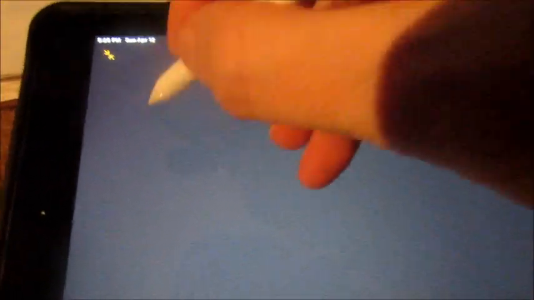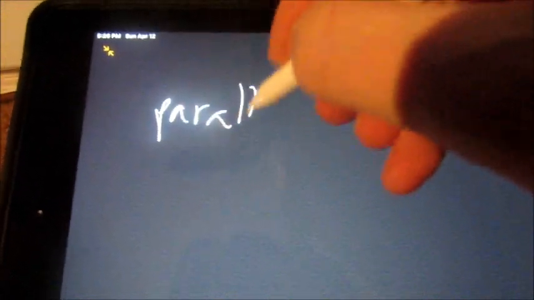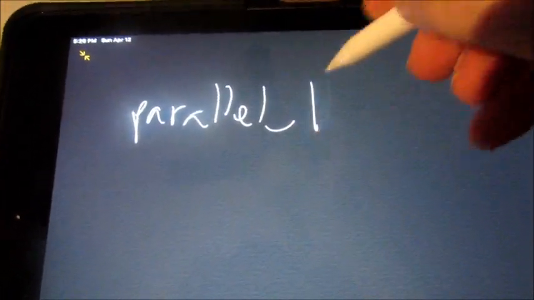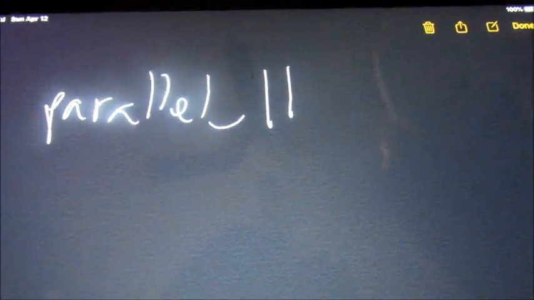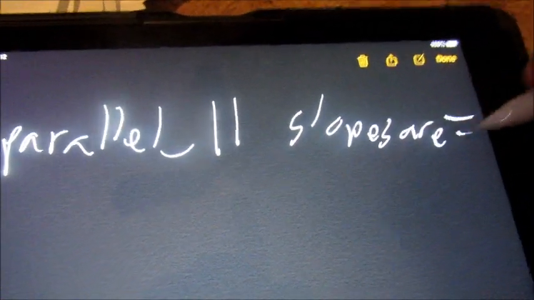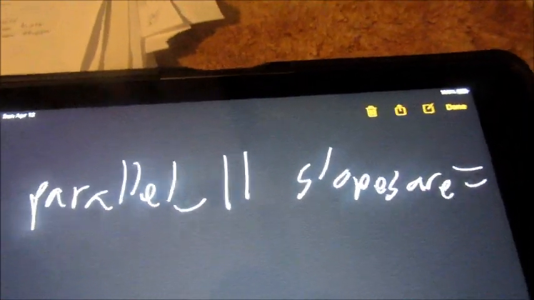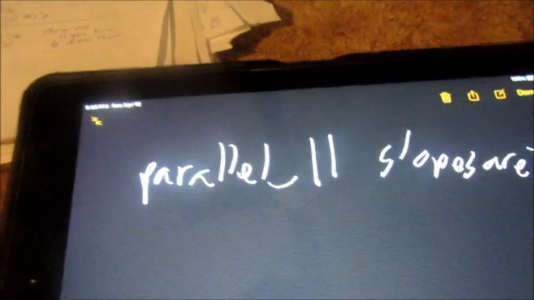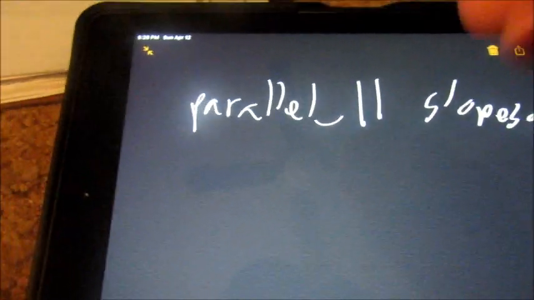The rest of the questions in this section are going to be about if lines are parallel or perpendicular. Parallel, and the symbol for that is 2 bars like this, means that the slopes are equal. Parallel lines go in the exact same direction as each other and they'll never touch.